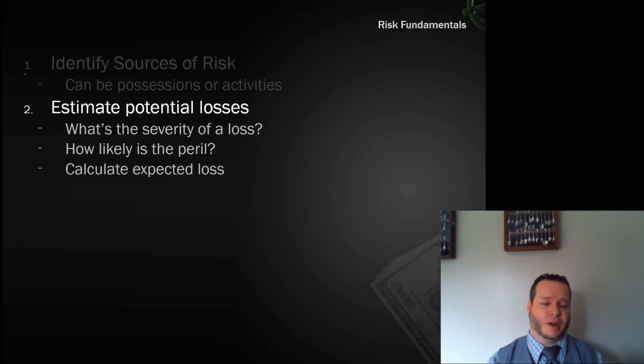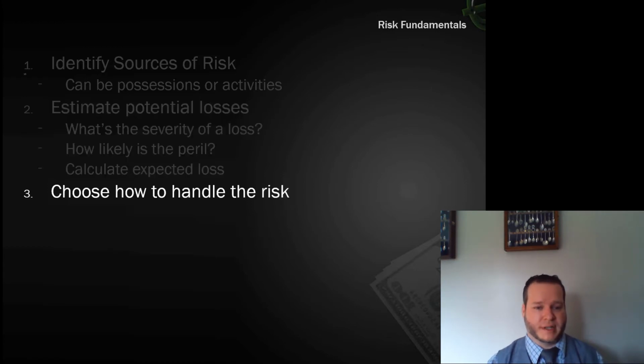Once you've figured out where you could lose money, where those losses could occur, you need to estimate how severe they're going to be and how likely it is to occur. And when you know those things, you can calculate the expected loss. We'll talk about expected loss in just a minute here. But basically, you need to say, okay, I have a car. That's a source of risk. That's an exposure. How likely am I to get in a car accident? And how much will that accident cost me if I do? Once you know those things, or have a sense of those things, then you have a sense for how dangerous this potential loss is. And once you know how dangerous it is, then you can make a choice on how you're going to handle it.